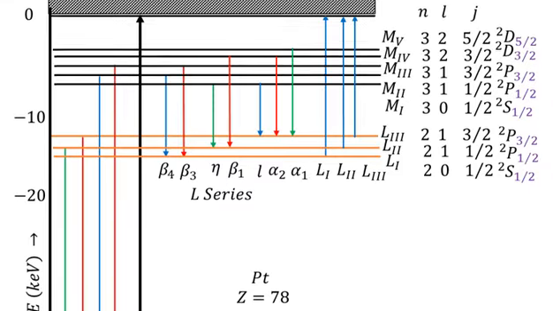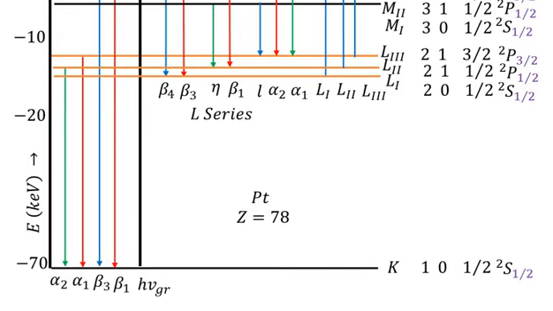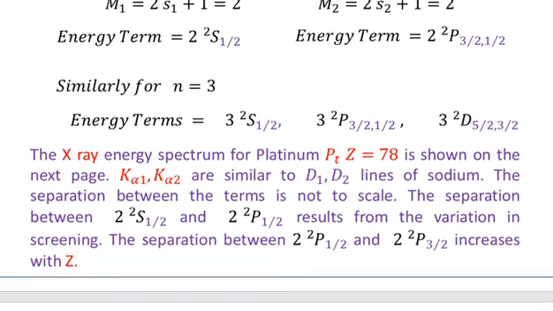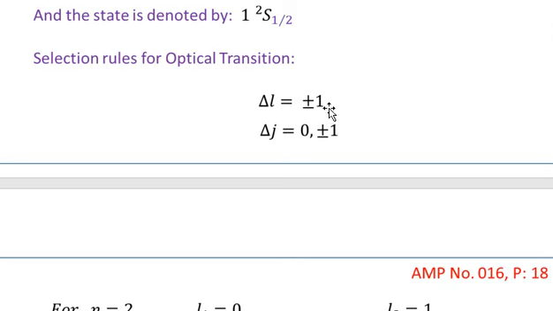Now you see, let's talk about the K series first. You know that for the K series, I have shown these transitions, and these transitions must obey the rule. What is the rule? The rule is delta L is equal to plus minus 1 and delta J is equal to 0, plus minus 1. So these are the rules.